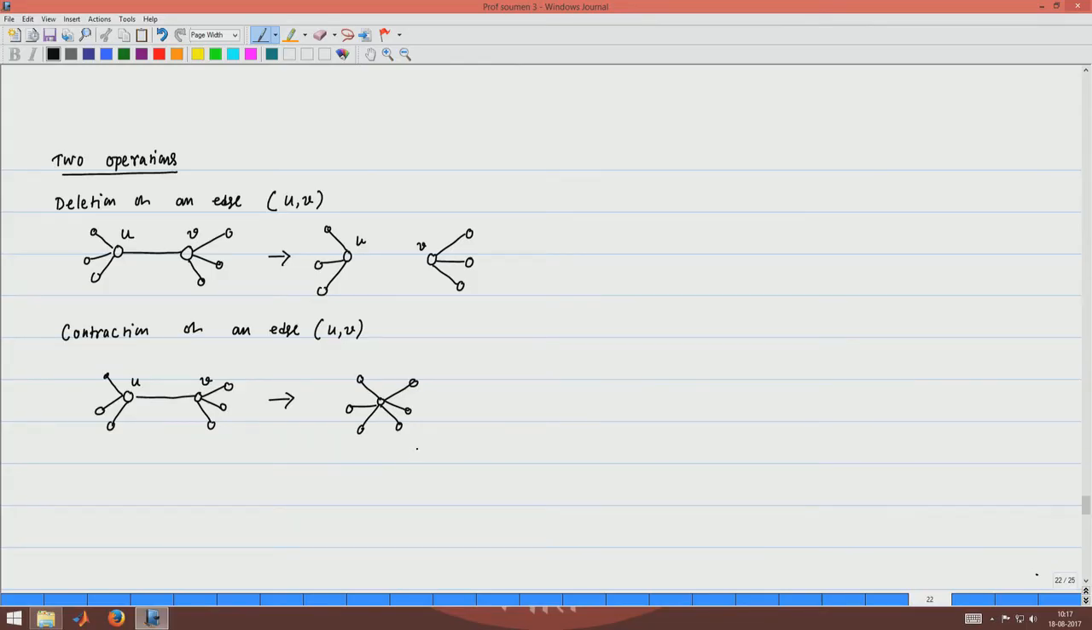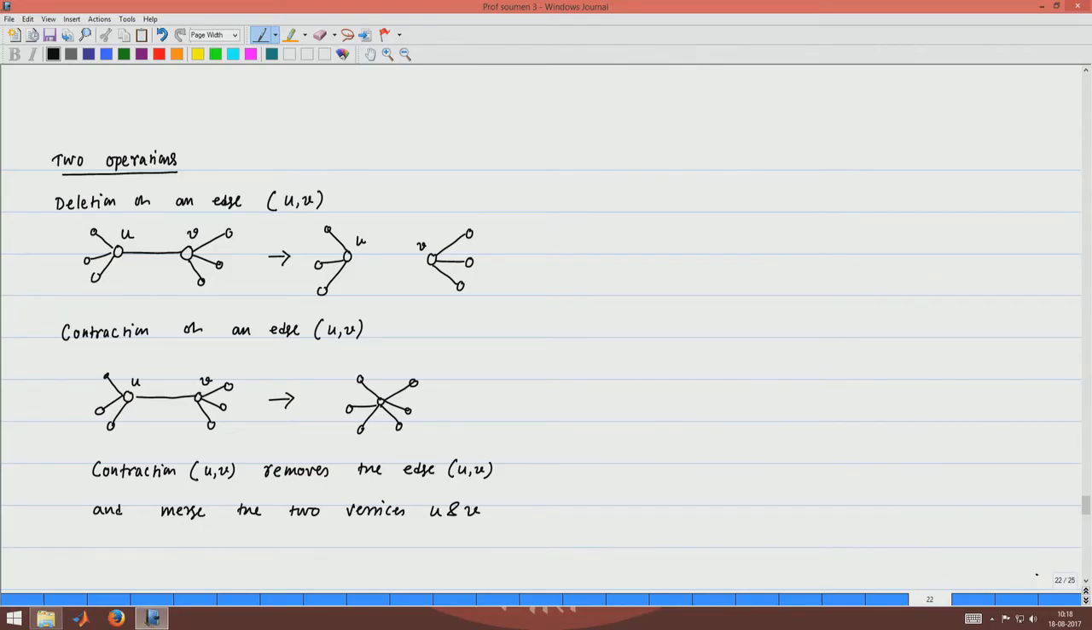So, what the contraction operation does is remove the edge uv and merge the two vertices u and v into one vertex. So, contraction of uv removes or deletes the edge uv and merges the two vertices u and v. That is what the contraction operation does.